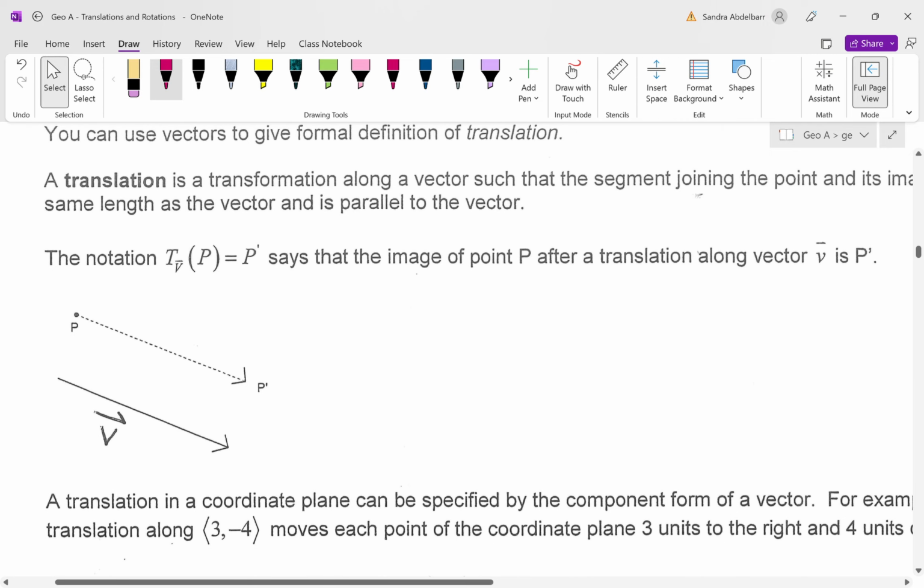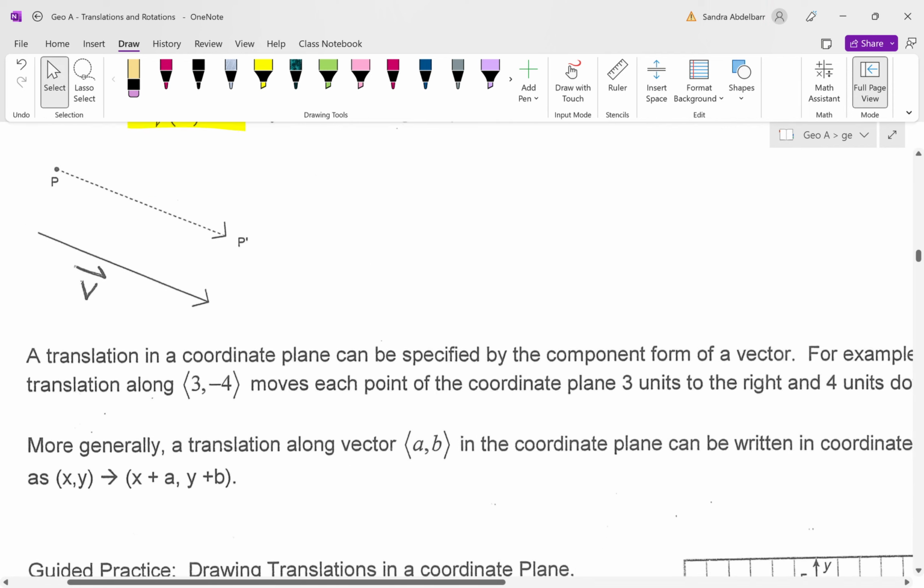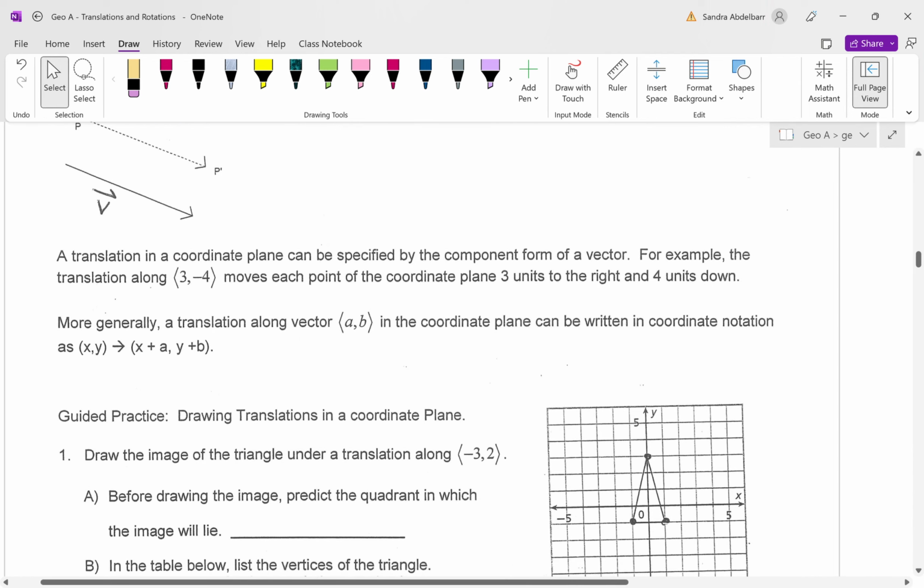Okay. So we can use vectors to describe translations. So if we go here, what I'm highlighting in yellow, this is saying the transformation along vector v of P gives us P prime. So if we're going to take point P and translate it along vector v, we will end up with P prime. That's how that translates. And let me show you how we can use vectors to translate things.